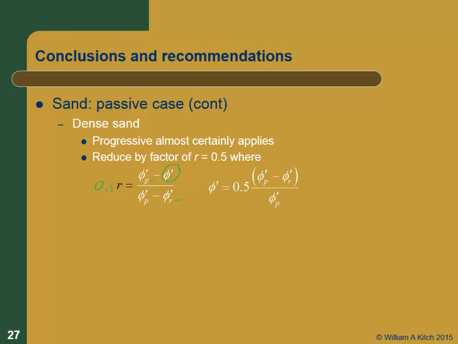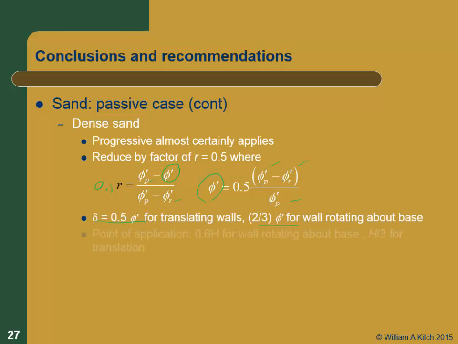So if you want to write that out in terms of phi, they use a phi prime that's 1/2 of the peak minus the residual divided by the peak. So that's some friction angle that's in between the two. Delta of 0.5 seems appropriate for translating walls, or maybe 2/3 for a wall rotating about the base. The point of application in this case is going to be higher than 1/3 for walls that rotate about the base, and about 1/3 for walls that translate.